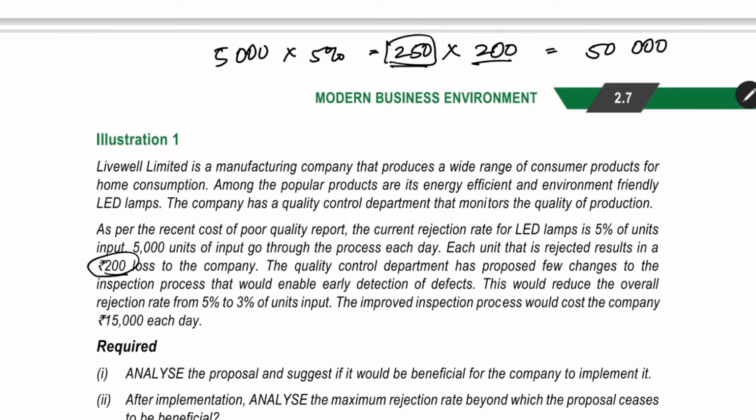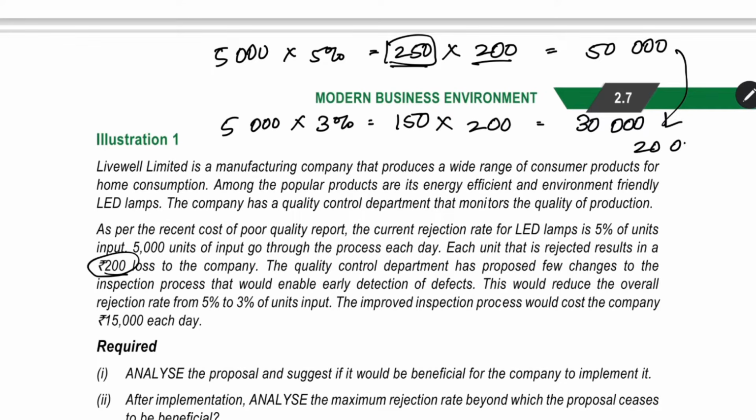After implementing what they are telling, they will get an improved rejection rate. After implementing, 5,000 units into 3% only will be rejected. So only 150 units will get rejected. For 150 units, per unit the loss to the company is 200 rupees. The loss after implementing the policy is 30,000 rupees. So we have a reduction in the loss. 20,000 rupees reduction in the loss. For this 20,000 benefit, we are making an additional cost of 15,000 for implementing the policy.